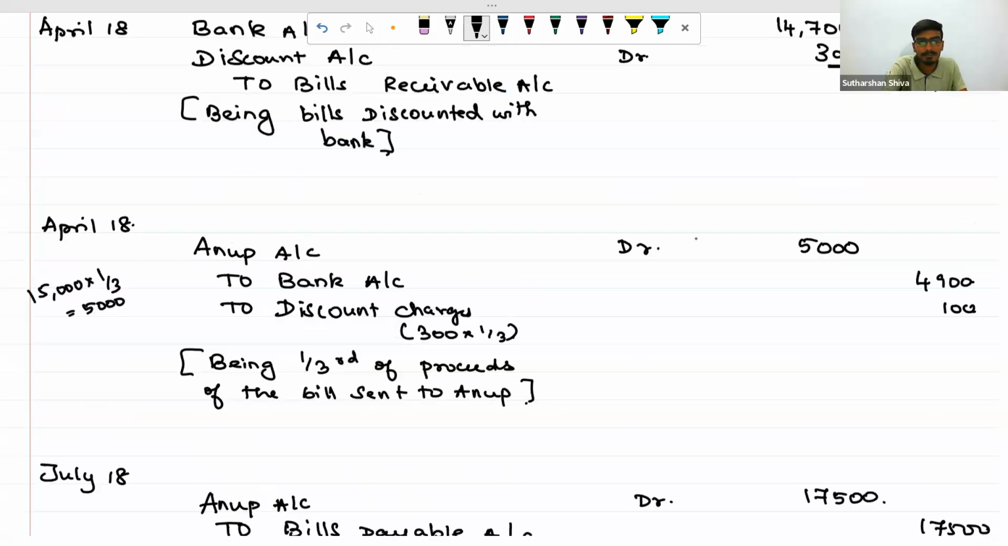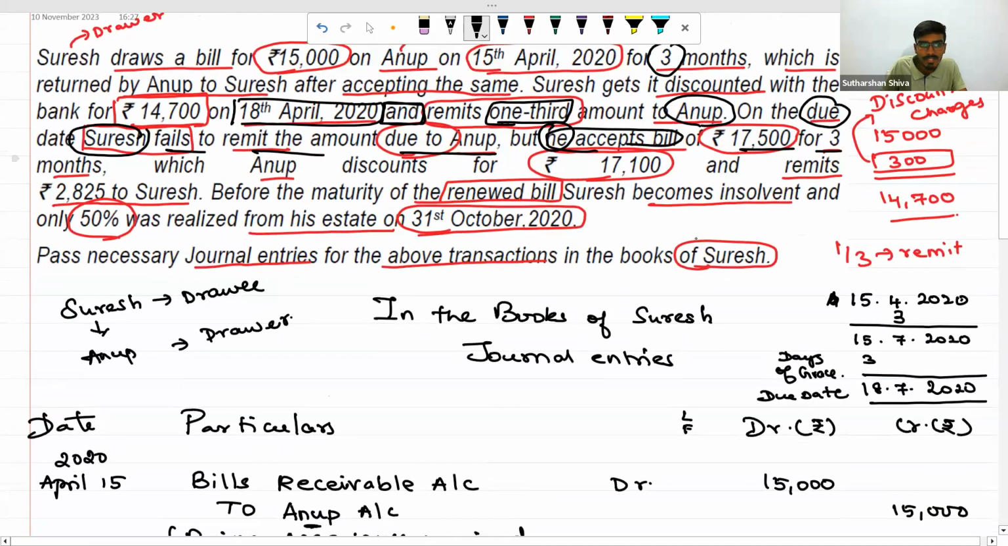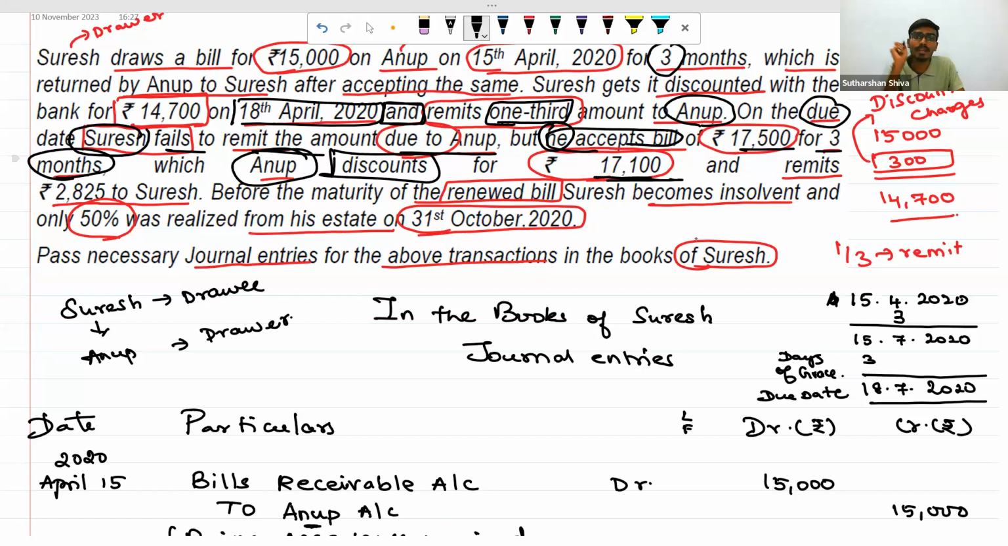In the next step, what they have said, again it is for 3 months. With Anup, discounts are 17,100. Anup is the only one discounting. For this discounting, there is no entry in Suresh's books, because who is discounting? Anup. In Anup's books, he is making a journal entry. 17,100. For how much he is taking? 400 they are taking. Okay. And remits 2,825 to Suresh before the maturity. Here he is remitting 1/3 of the value, correct?